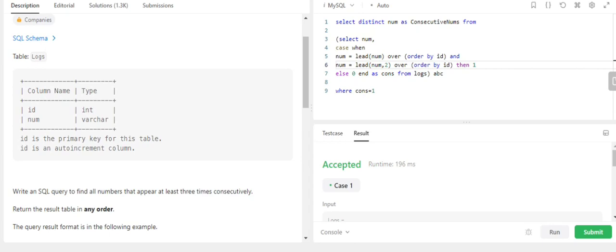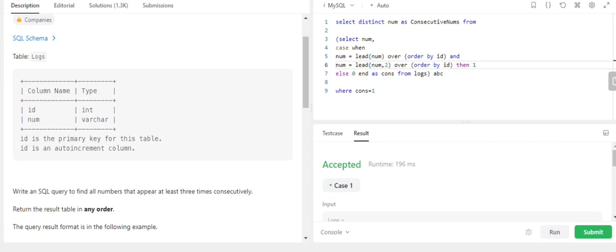Again, these functions can be of great help when you're comparing your metrics, for example monthly sales with your previous month sales. In that case also you can use these functions. So let's get started. To find out consecutive numbers present in a given table, we would be using two concepts. One is subquery, and second is the concept of lag and lead functions. First of all, we will be focusing on the subquery part.